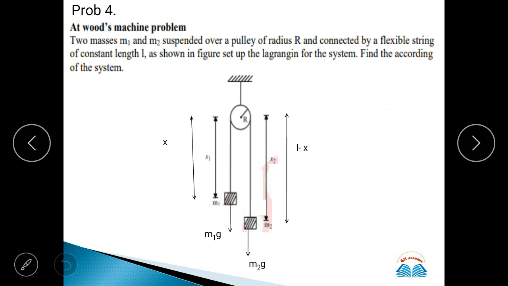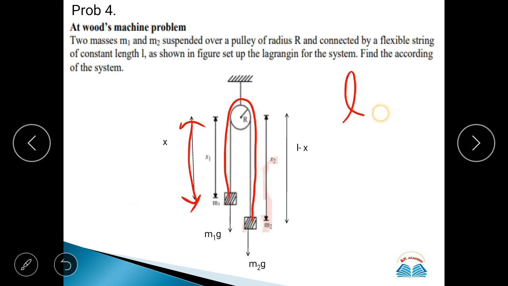This system of two objects we can solve by two methods. Both the methods I have shown in this diagram. You can consider this length as x1 and this length as x2, or you can consider this length as x, and the length of the whole rope as L. So this is L minus x, and this is L minus x.